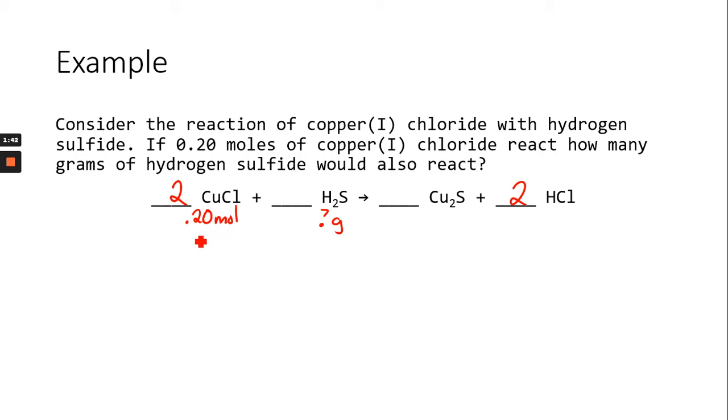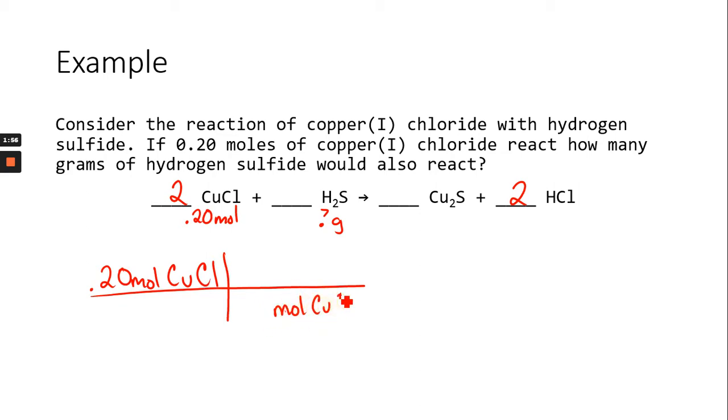Always start your conversion with the given value. So 0.20 moles, and that's for CuCl. We bring the unit and the substance diagonally down to the bottom. The first step is to convert your given to moles. In this problem, we're already in moles, so we can check off the first step. The second step is to use the mole ratio to convert from one substance to another substance. So we're going to set up our mole ratio.